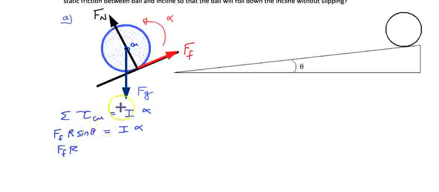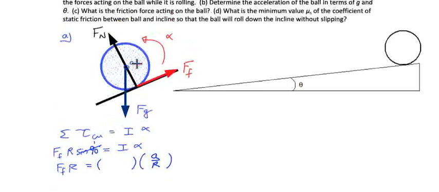By the way, that angle is not theta. I guess we could just replace that with essentially 90 degrees, which is 1. Okay, and then now we're going to replace the rotational inertia and also the angular acceleration. If you recall, angular acceleration we can replace with A over R, and then we need to find the rotational inertia of a solid ball.